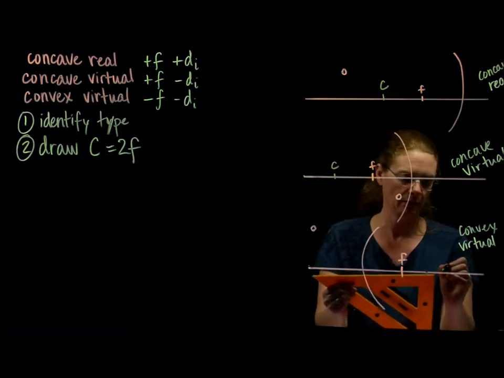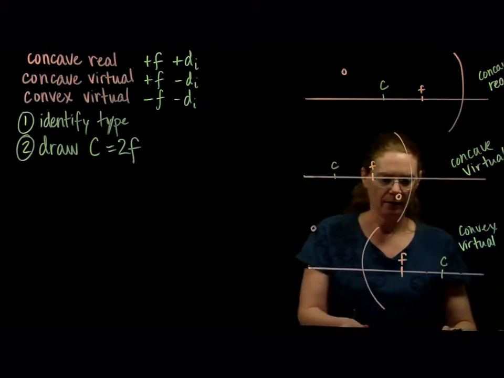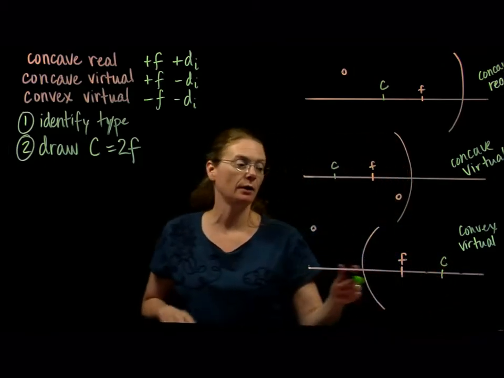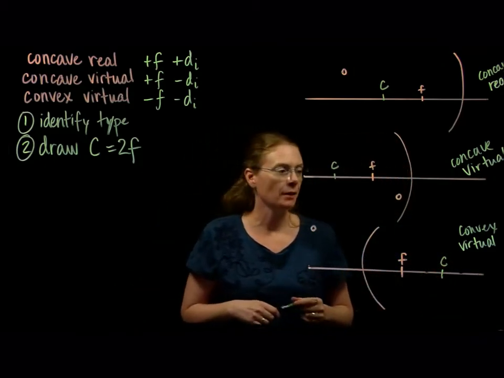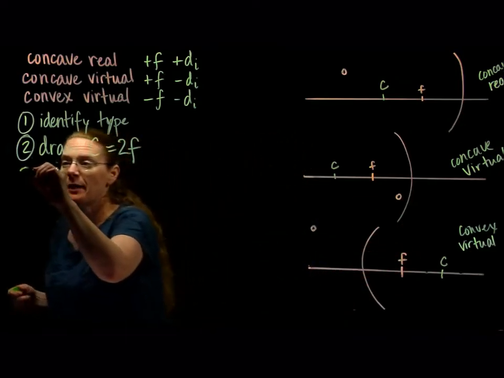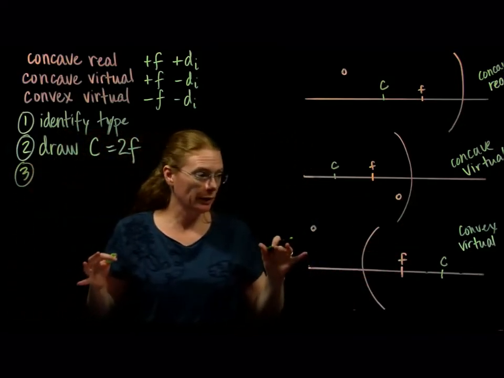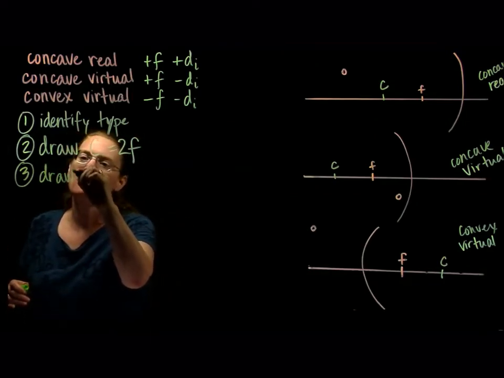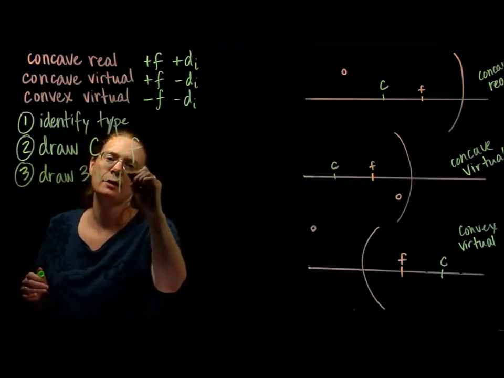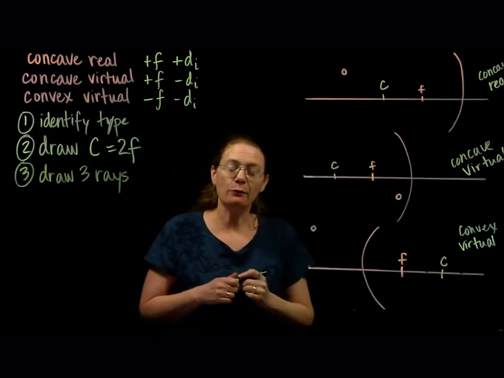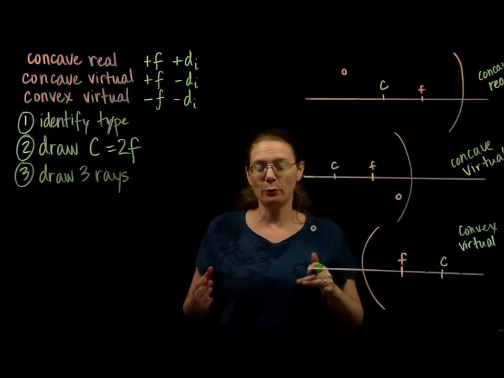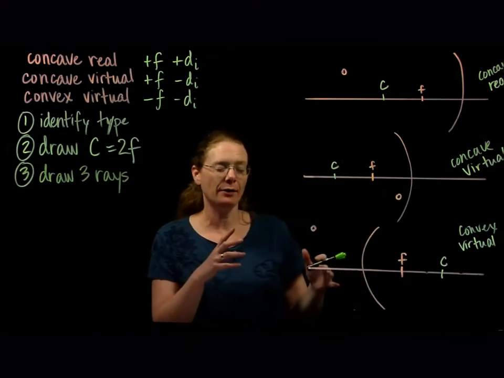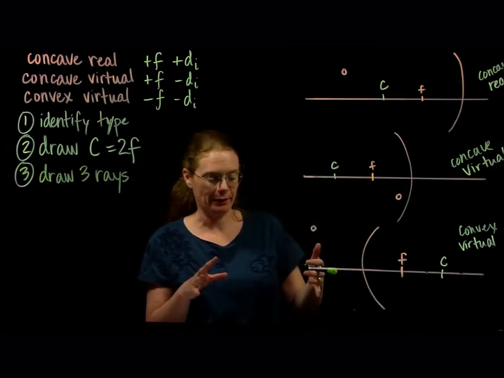So there's 10, there's 20. All right, so that's our next step because we need this center curvature point in order to draw the rays. We got that step done. Step 3 is to draw the three rays. We have pretty much the same three rays for every situation, but how they look is a little bit different.